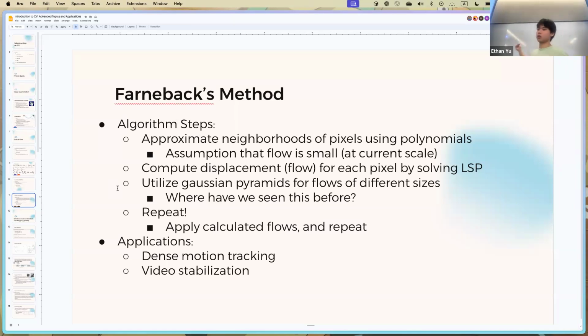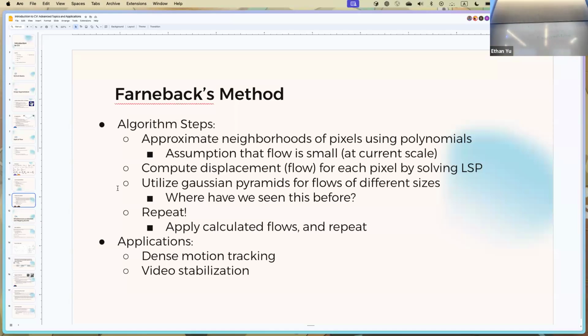So that's the first step. The answer is on the screen: compute the displacement for each pixel. Since this is a polynomial, and this is another polynomial, you can approximate this using least squares. If you take a stats class, you probably learned this.